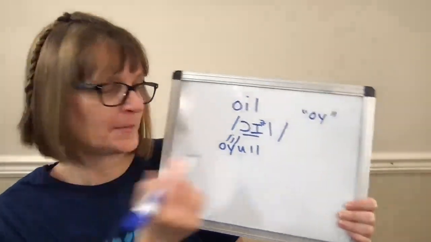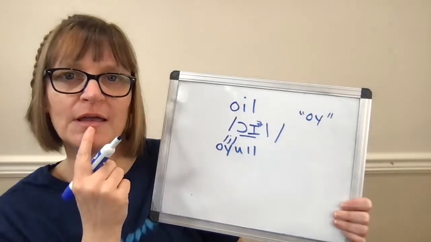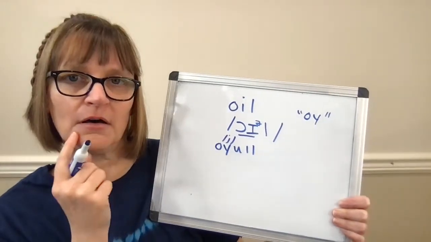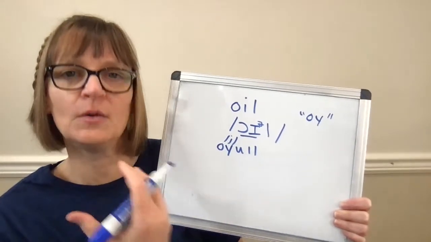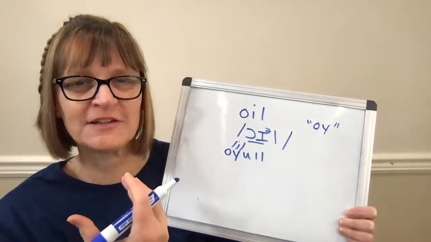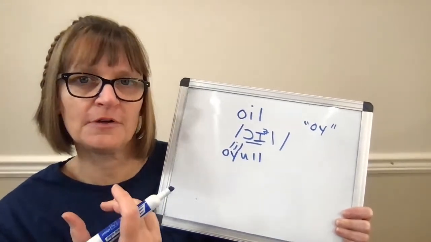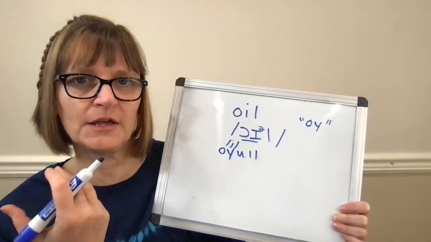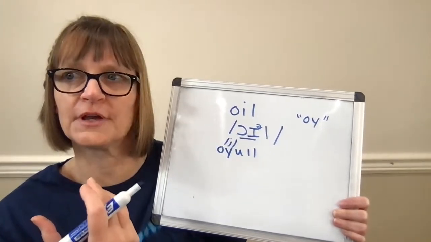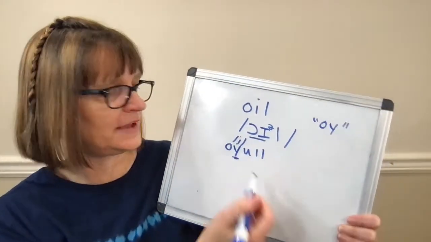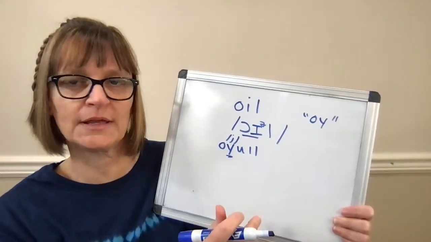So if I'm moving from this shape to this shape to the oil, we end up with a glide there. In fast speech, I need some oil for the car. I use olive oil for cooking. I think I always have that yeah in there. I just go very quickly.